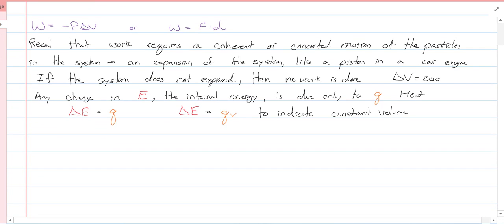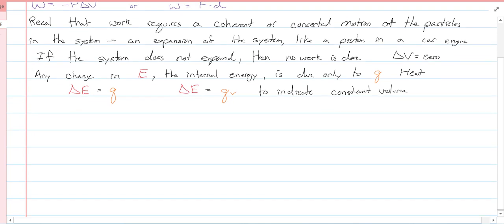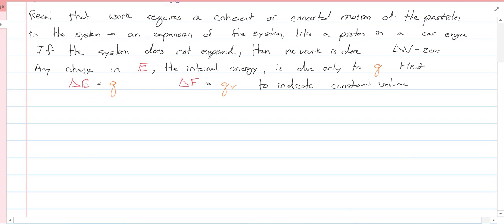And that makes sense. So if the car engine is not on, the pistons aren't moving in the car engine, there's no work being done. I can't drive. We get that. So as long as the pistons are moving, we have a potential to do some work. And if we have no volume change, no work done, the internal energy change is equal to the Q.